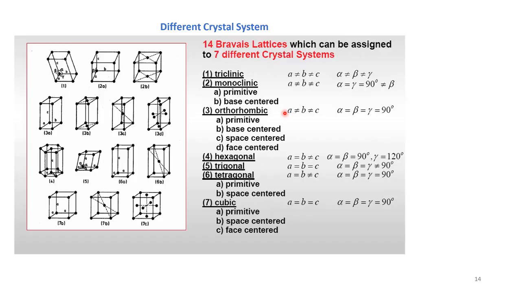Then we have orthorhombic. In this case, alpha, beta, and gamma are equal to 90 degrees, but the sides are not equal. Again, there is a primitive one, with atoms only on the vertices. Then we have base centered, with atoms on the vertices as well as at the top and bottom face. Then the body centered, which has one atom at the middle center of the lattice. Then we have the face centered, with atoms on all the faces.